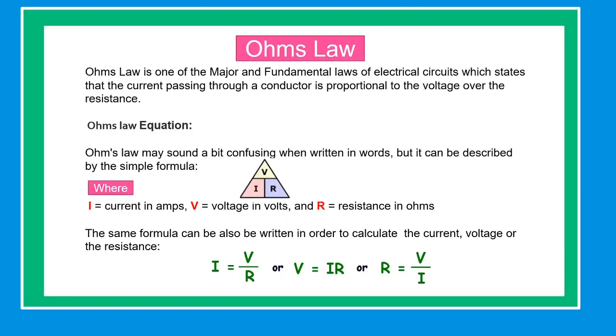Ohm's law is one of the major and fundamental laws of electrical circuits, which states that the current passing through a conductor is proportional to voltage over the resistance. Ohm's law equation. Ohm's law may sound a bit confusing when written in words, but it can be described by the simple formula where I is current in amps, V equals voltage in volts, and R equals resistance in ohms. The same formula can also be written in order to calculate the current, voltage, or resistance.